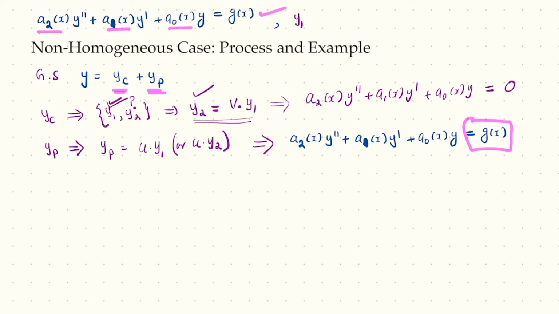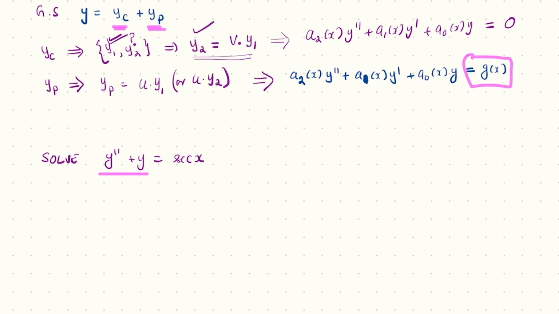Sometimes, by the way, we might be able to figure out y1 and y2 ourselves. For example, let's just say we need to solve y double prime plus y is equal to secant x. Nothing is given to you in this case: y1 is not given, y2 is not given. Then what you can do is, this is a second order linear differential equation with constant coefficients, so we can use the characteristic equation, what I call the M&M method, to find y1 and y2. And then to find the yp, you can use either of the y1 and y2 to do that.